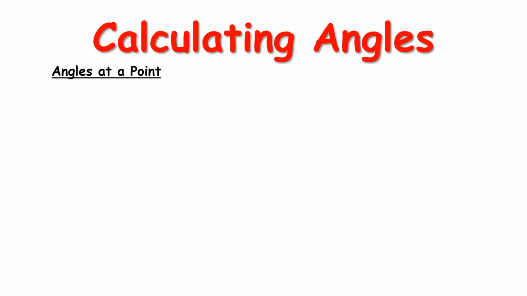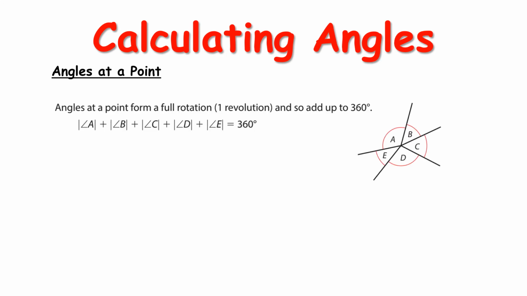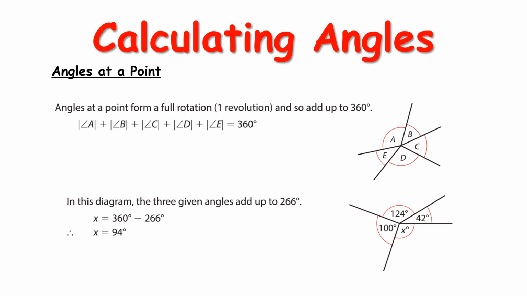The next thing we're going to do to calculate angles is use what's known as angles at a point. So this is effectively where we have a full rotation. And when we have a full rotation, it will always add up to 360 degrees.